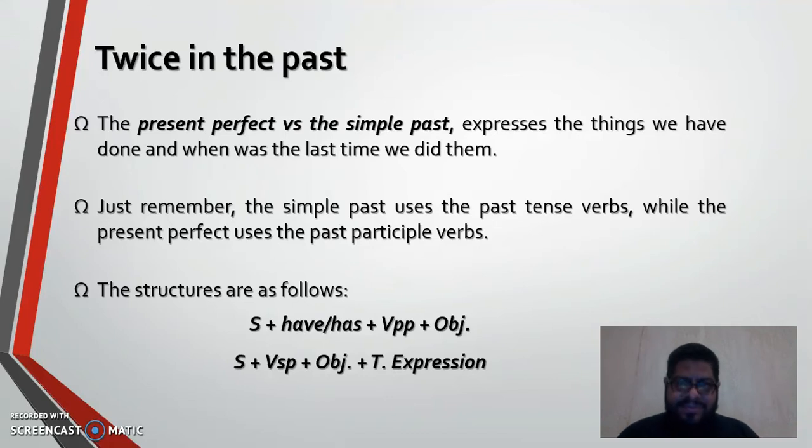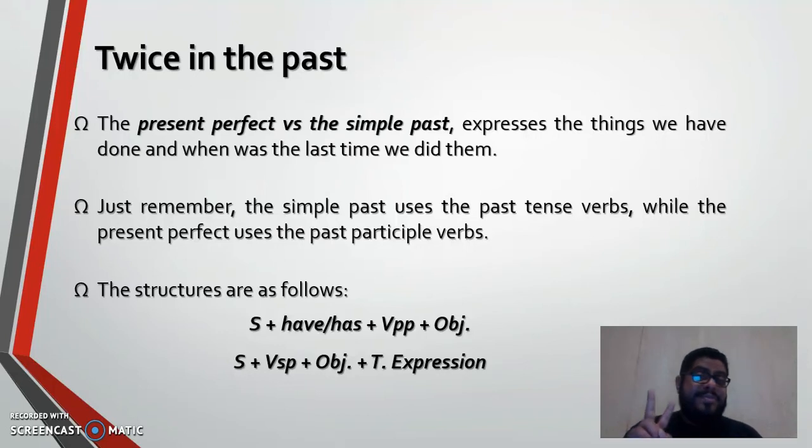Well, the other difference is the use of verbs. Just remember, the simple past uses the past tense verbs, while the present perfect uses the past participle verbs. And this is the second main difference. Well, the first difference is the use of time expressions. The simple past uses time expressions, but the present perfect doesn't. And the second most important difference I consider is that in the simple past, the verbs use the simple past form, but in the present perfect, they use the past participle form. These forms will depend on the kind of verb.